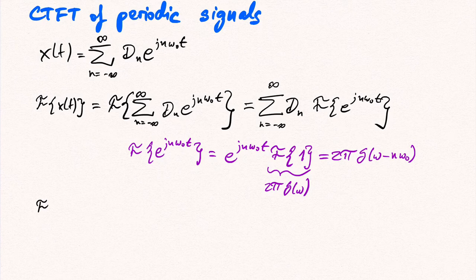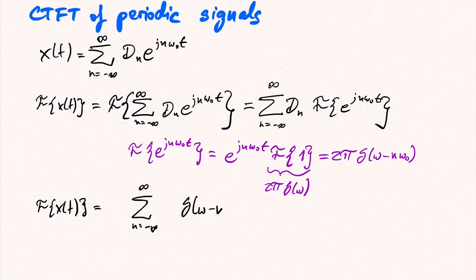So the frequency response of x of t, or its Fourier transform, is an infinite sum of shifted Dirac deltas at the multiples of the fundamental frequency omega 0, scaled with the Fourier series coefficients d n, and overall multiplied with 2 pi.